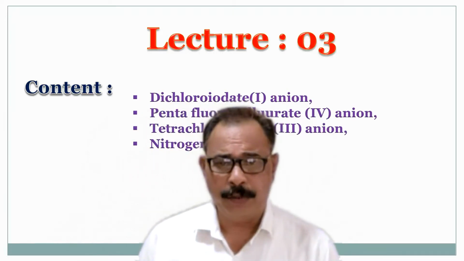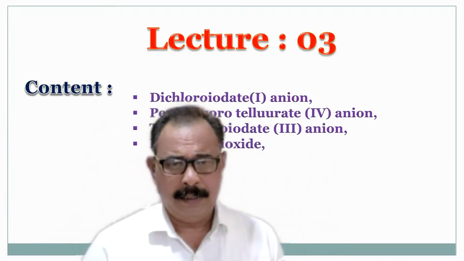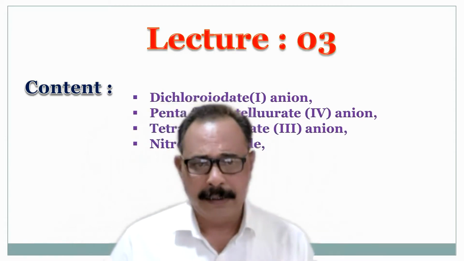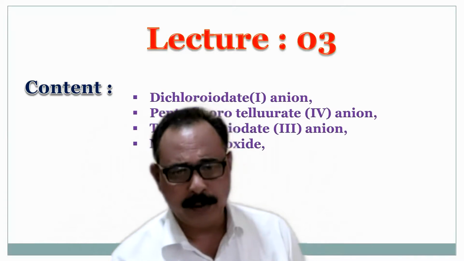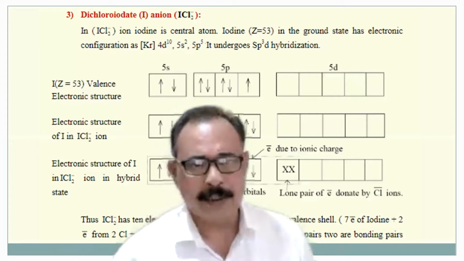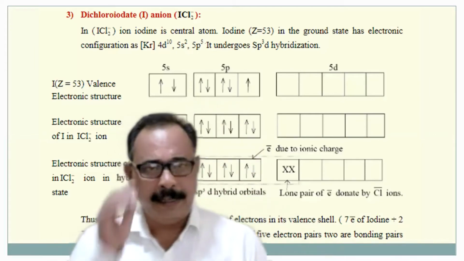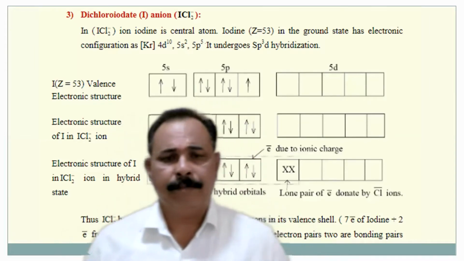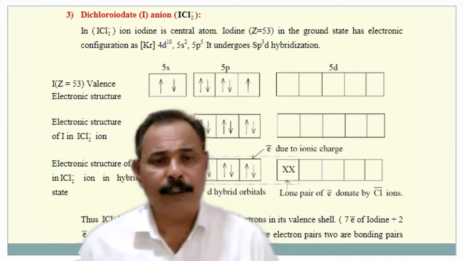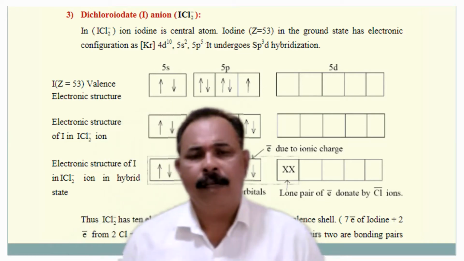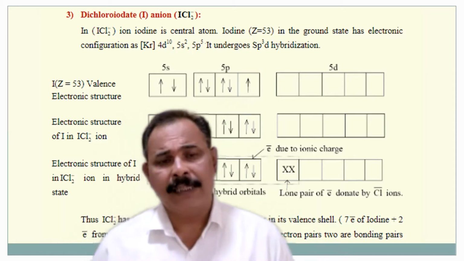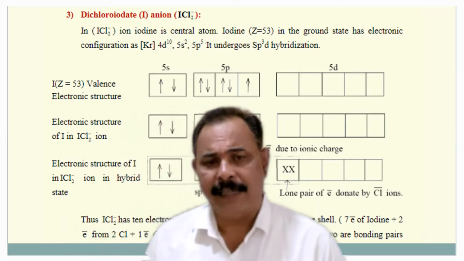Serially, we are going to study the VSEPR model of these 4 molecules, starting with the first one, that is the dichloroiodide(I) anion, which is designated as ICl2 minus. On your screen you can see the ICl2 minus ion.